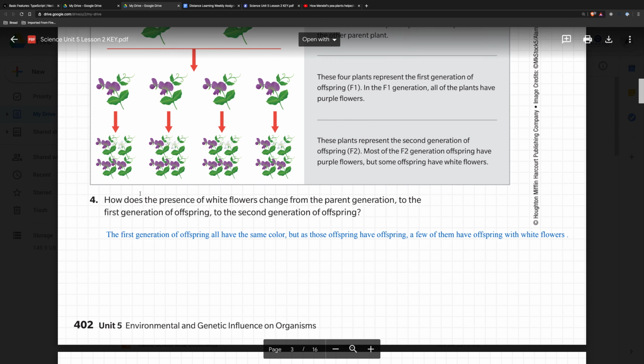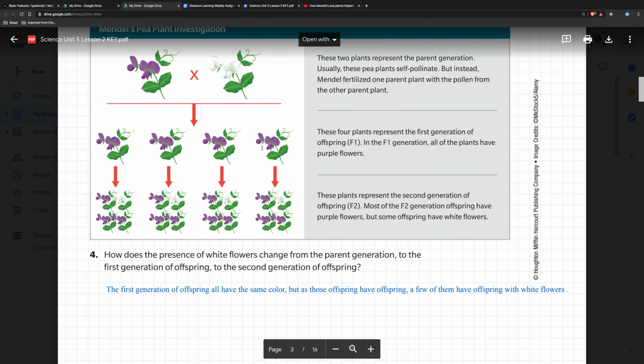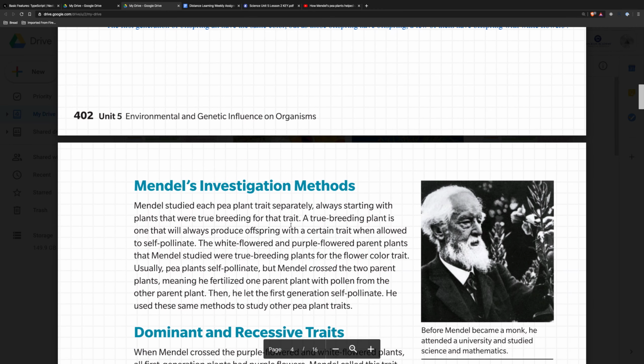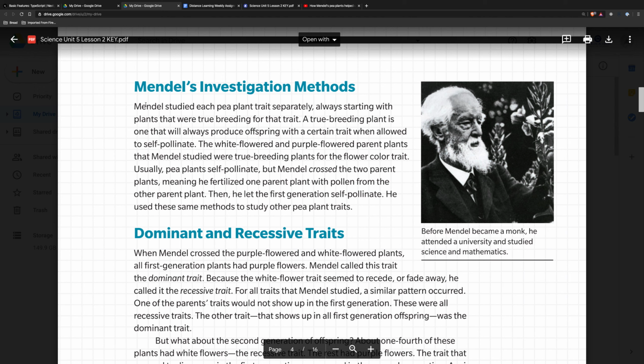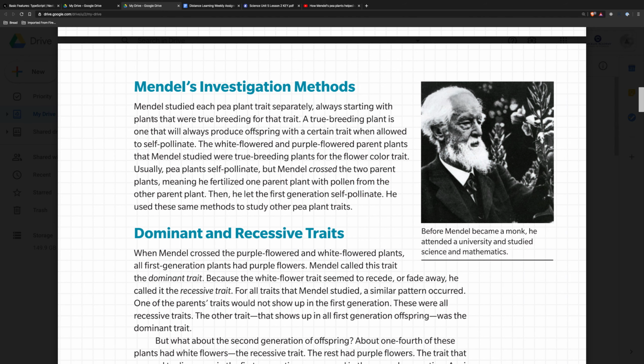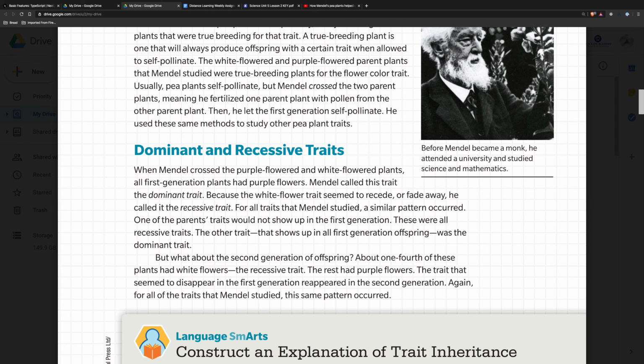So this question says, how does the presence of white flowers change from the parent generation to the first offspring to the second? And I just said that. So there's one in the first, and then they disappear, and then in the second generation of offspring, they show up again. And this talks about kind of what he did in his experiment.